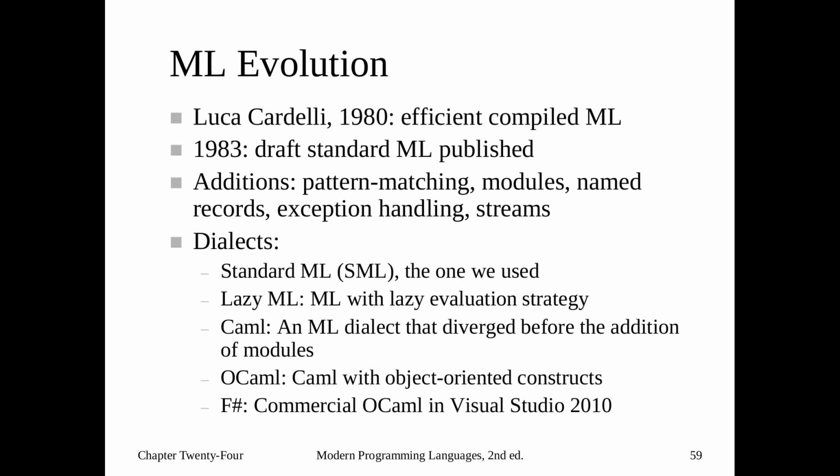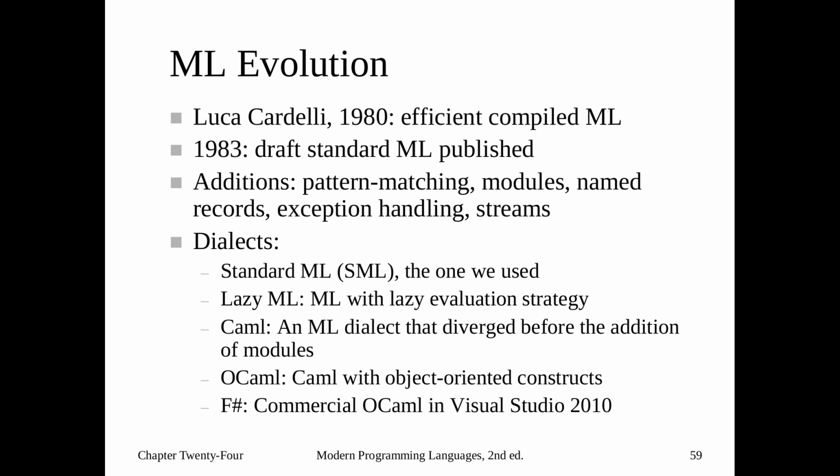And then the evolution of ML comes along as this, right? So in '80, Luca Cardelli developed an efficient compiled ML, right? Remember, we talked about how efficient compilation is the key here. And then in '83, a draft of Standard ML was published. The additions included pattern matching, which we'll talk about, modules, named records, exception handling, streams.